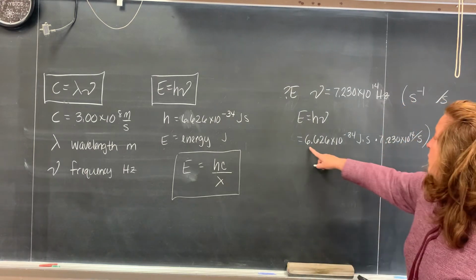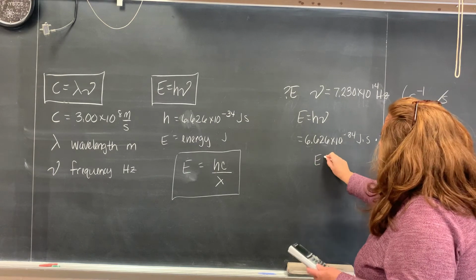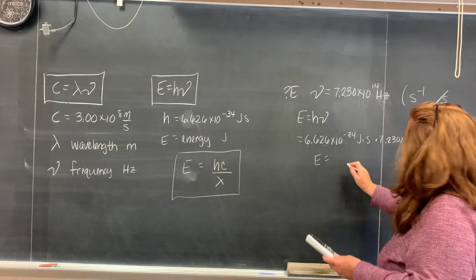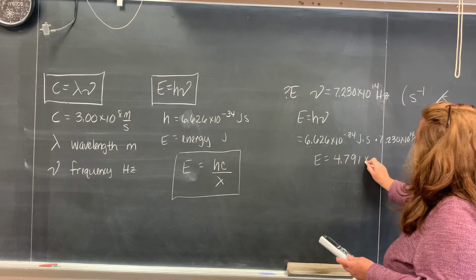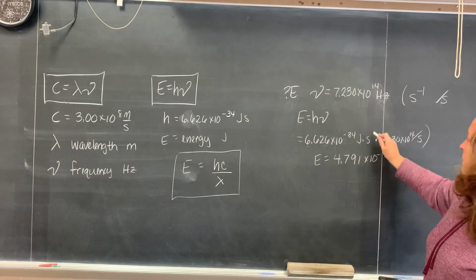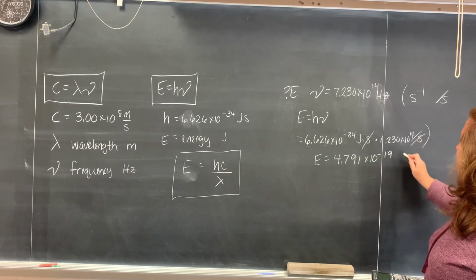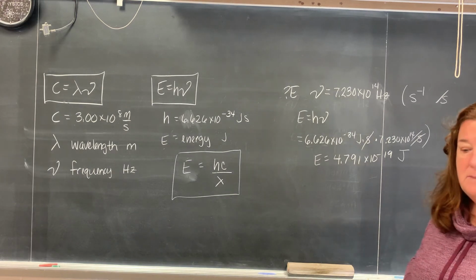I have 4 significant digits here and 4 significant digits here. So I'm allowed to have 4 significant digits in my answer. I'm going to have 4.791 times 10 to the -19th. And then this second here will be canceled out by that second there, and you're left with joules, which is good because that's what energy is measured in the metric system.